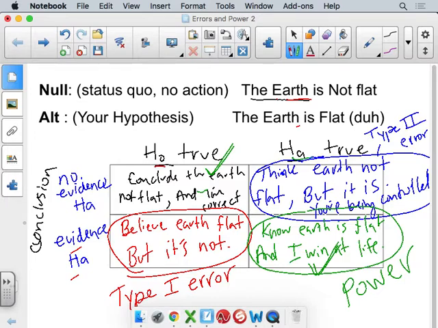So this is a correct statement, but this one is too. This one doesn't have a name. I don't know why. Whatever. But this is called power. These are mistakes. This is a mistake and a mistake, just like a natural statistical possibility that it could happen. Okay, so type 1 and type 2 error.